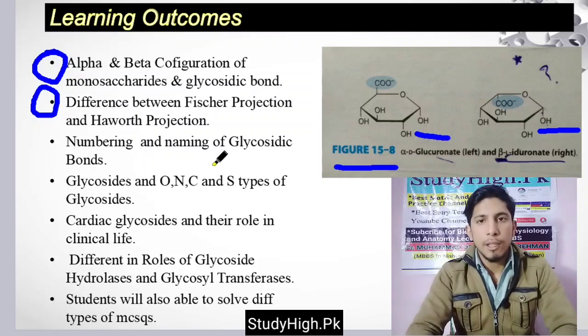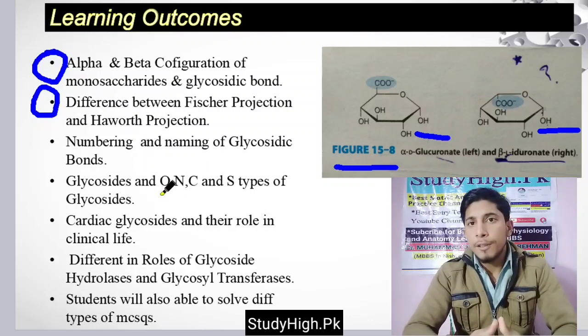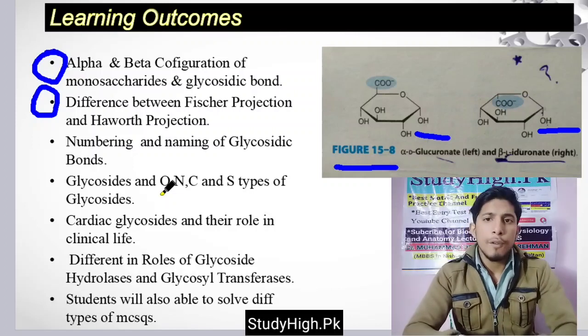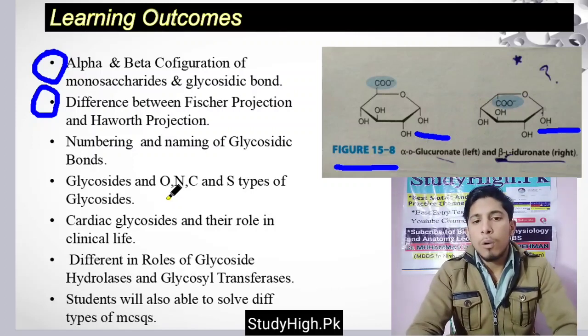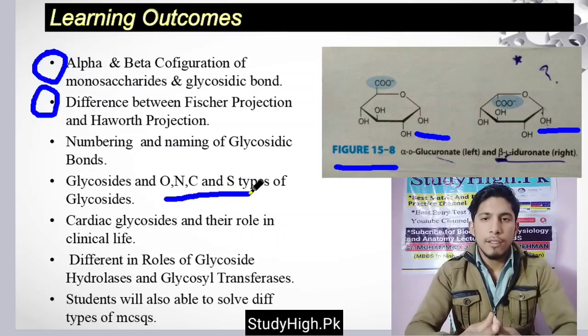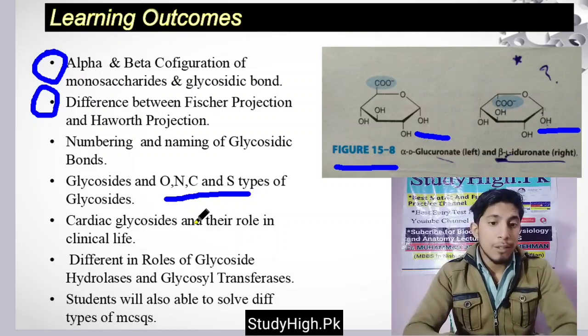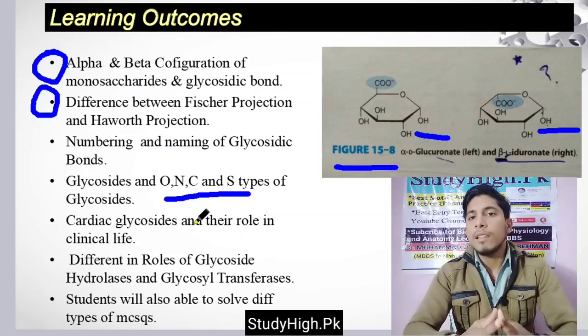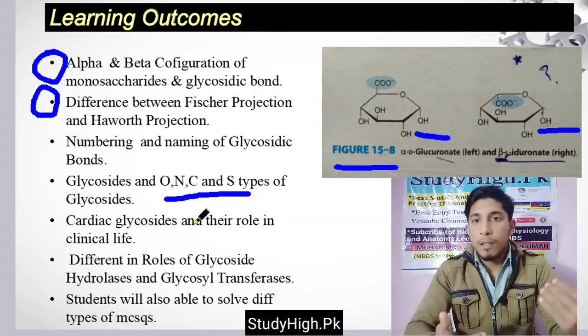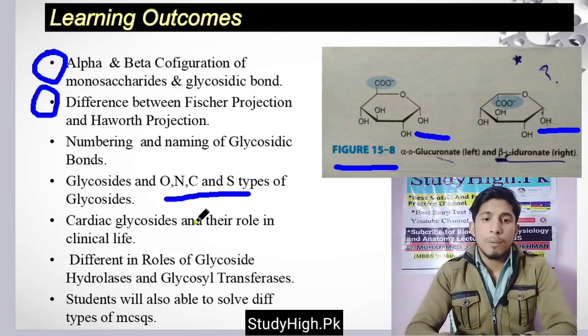Numbering and naming of glycosidic bonds. Glycosides, what are the glycosides? How do they form? The different types: O, N, C and S types of glycosides. What are the cardiac glycosides? How can they affect our human heart? What are their different roles in our clinical life, etc.